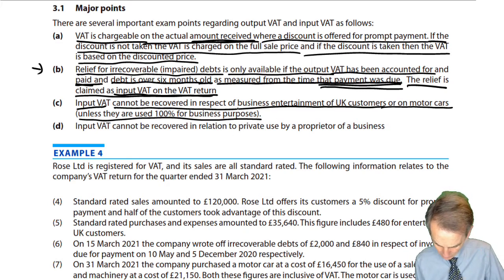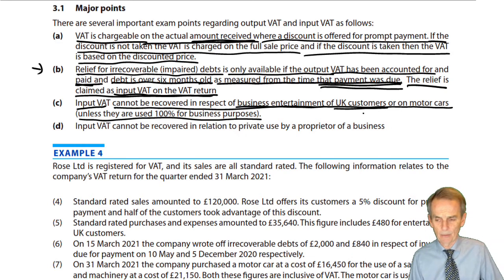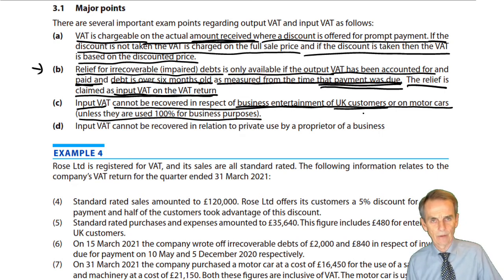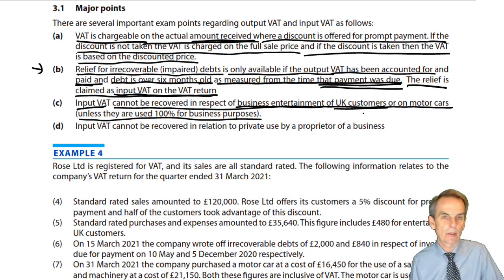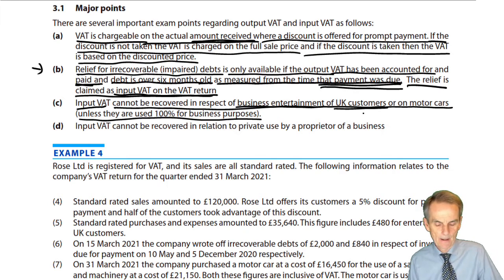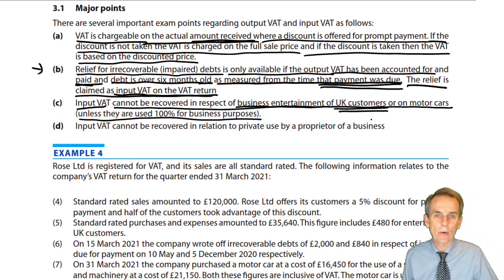So the first one here, it cannot be recovered in respect of business entertainment of UK customers. So any entertainment of UK customers, no input VAT recovery. If they are overseas customers, then we are allowed to get the input VAT back. Now, don't go confusing what we're doing here for VAT purposes with what we did for bad debts in terms of adjustment of trading profit there. It's got nothing to do with that. This is purely a VAT rule. If we've incurred an expense, we've been invoiced inclusive of VAT for business entertainment. If that business entertainment was of UK customers, we cannot reclaim the input VAT. If it's of overseas customers, we can reclaim the input VAT. The other form of entertainment you may see is where you entertain your own staff.